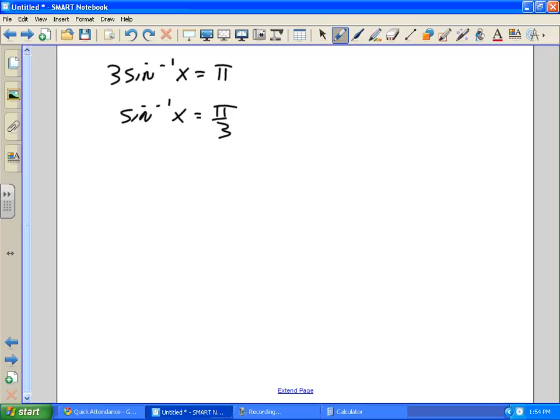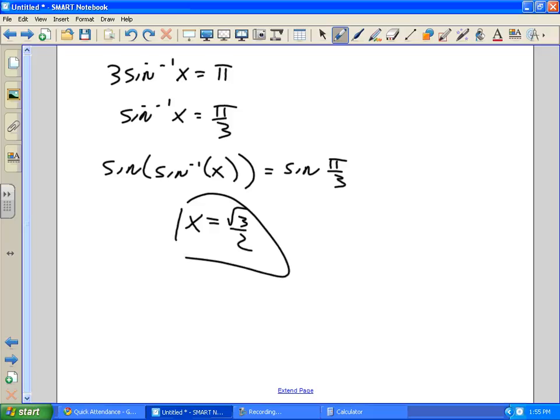How do you do that? You got to get rid of the inverse sine. How do you get rid of the inverse sine? Sine both sides. So we're going to say the sine of the inverse sine of x is equal to the sine of pi/3. Well, what do you know about the inverse and the function? They cancel each other out. What am I left with over here? X. And what is the sine of pi/3? Square root of 3 over 2, and there's your answer. I think these are easy.